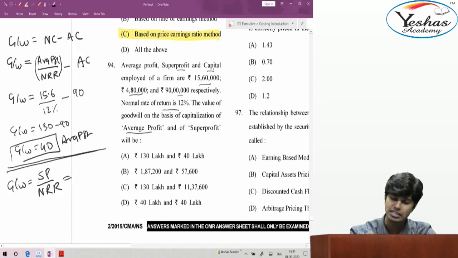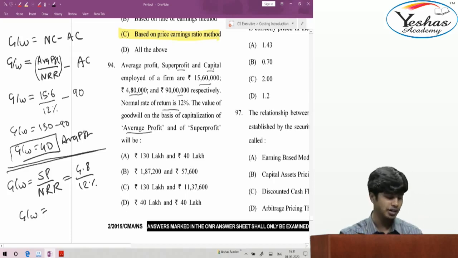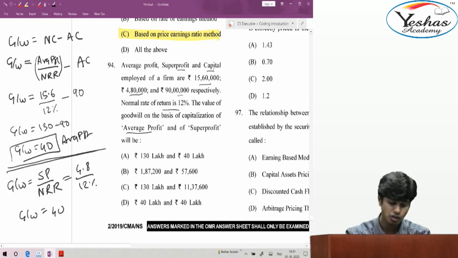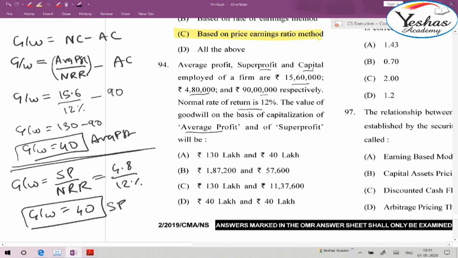Super profit is given second, that is 4,80,000. I'll write 4.8. Normal rate of return is 12%. So if I do 4.8 divided by 12, it becomes 40 again. So under super profit method also it is 40 lakh. So the answer is 40 lakh and 40 lakh.